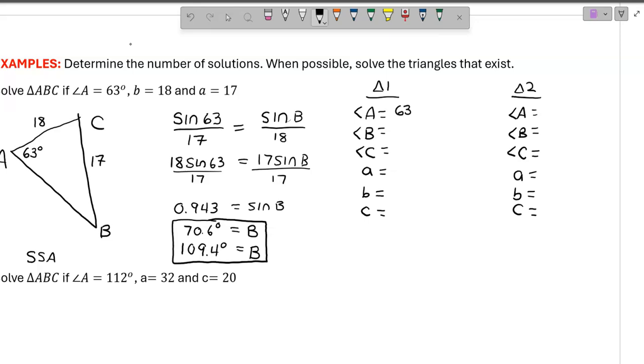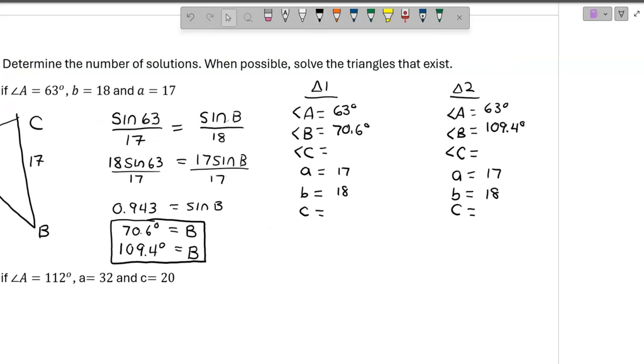The triangles have in common a 63-degree angle from the given. We know that side A is 17 in both situations, and lastly, we know that side B is 18 in both situations. So that's a given. Now, in one of my scenarios, we're going to say that angle B is 70.6 degrees, and in the other situation, we know it's 109.4 degrees. Okay, wonderful. So what we can do now is begin to use the law of sines to solve the rest of these.